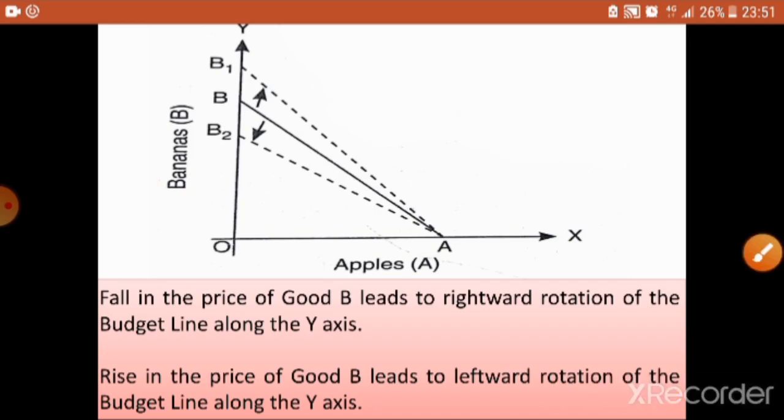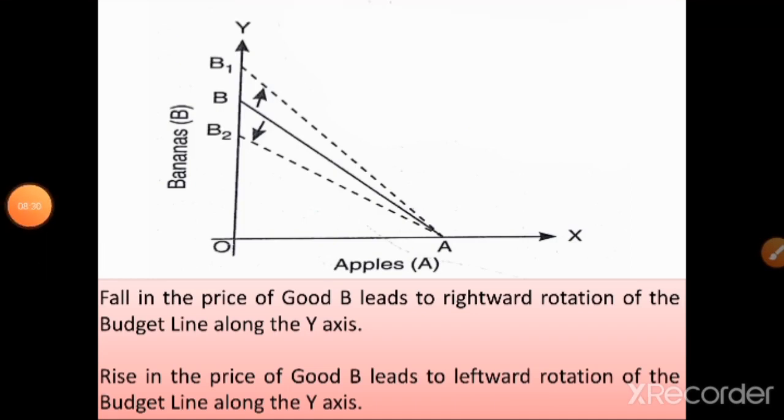So rotations depend upon the rise and fall of prices of goods. Depending upon the price of goods and the income of a consumer, the budget line can be shifted to the right side or to the left side. At the same time, depending upon the price, the budget line will be rotated towards the right side and also towards the left side.